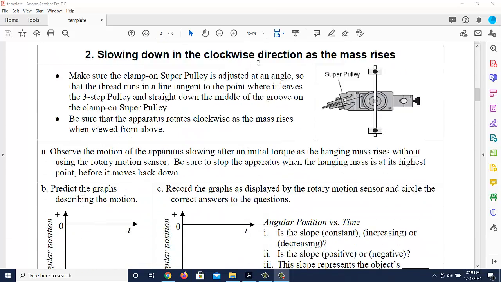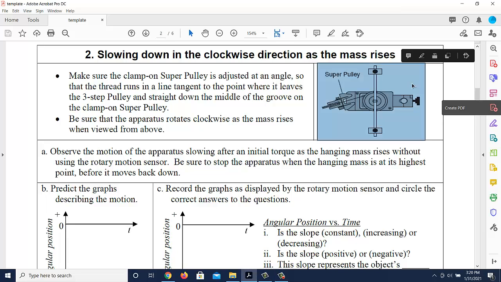The second one is a little interesting. This is slowing down in the clockwise direction as the mass rises. So in this case, you're going to lower the mass until it's at the table, right? But the string is tight. And then you're going to give the bar a little spin, and that's going to make it rotate clockwise. And the mass should rise in this case. The mass right here should end up rising.